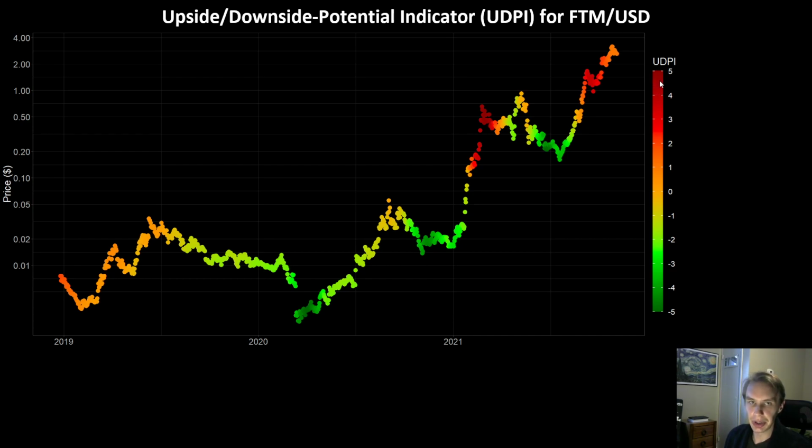So the way that you can read the output of this model is that a score of 5 means high risk, and a score of -5 means low risk. So this would be when the upside potential is greater than the downside potential. Here's where the downside potential is greater than the upside potential.